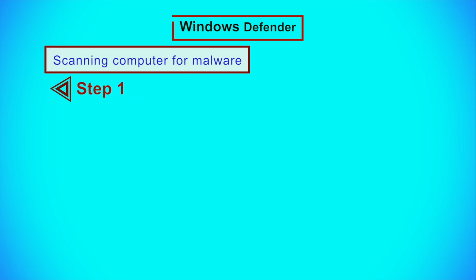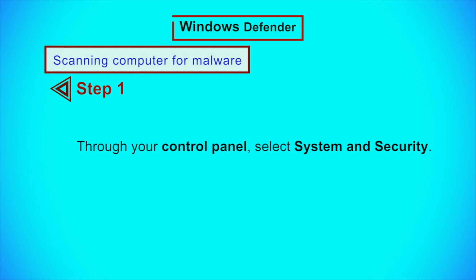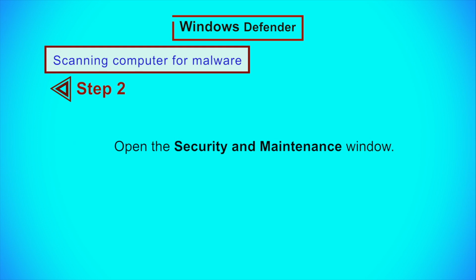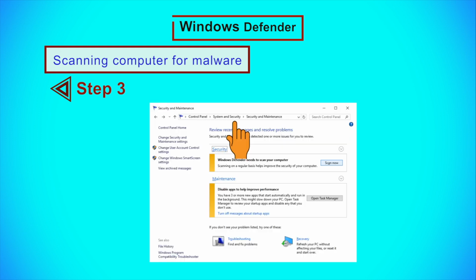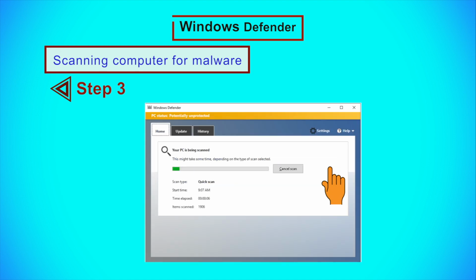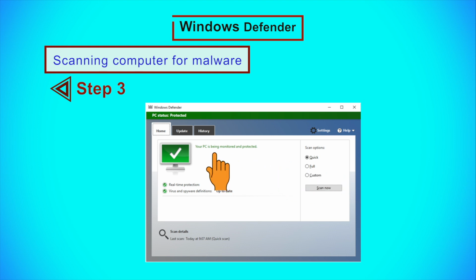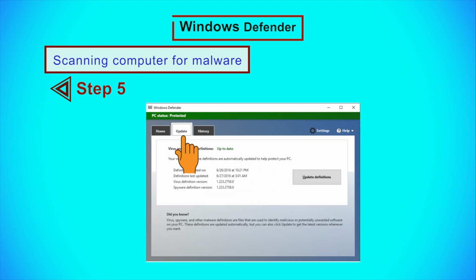Step 1. Through your Control Panel, select System and Security. Step 2. Open the Security and Maintenance window. Step 3. Click Scan Now under the Security section to begin scanning your computer with Windows Defender for malware. This will display whether your PC is being protected. Step 4. For a full scan, select Full and click Scan Now. Step 5. Click Update to ensure that your virus and spyware definitions are automatically updated to help protect your personal computer.